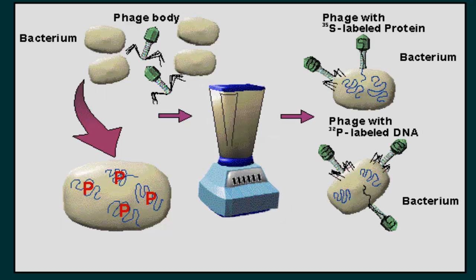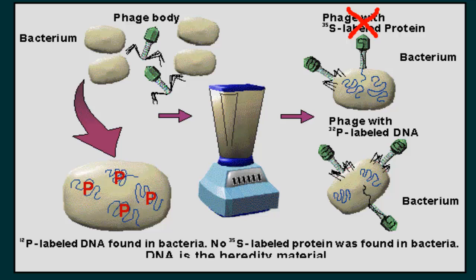After separating the empty phage bodies from the infected cells, they studied the cells to see whether protein or DNA had been injected. They found the radioactive DNA inside the bacteria. They did not find radioactive protein in the bacteria. Therefore, the researchers concluded that DNA is the hereditary material.